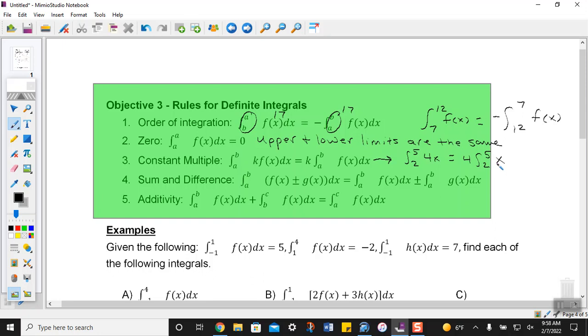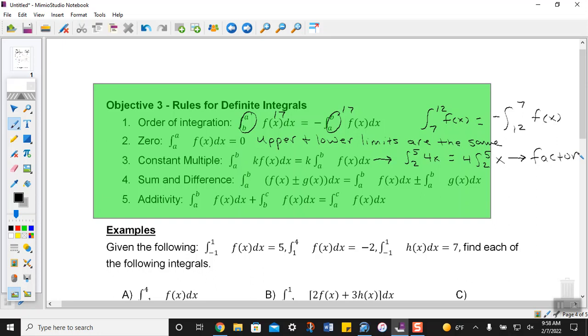On this constant multiple one, I want you to really think to factor something out. I'll make that little note there. The next two are pretty much straightforward. This says sum and difference. If you ever have a function f plus a function g and you want to know the integral of that, or the area of that, you can break it down into two integrals. It would be the integral from a to b of the first function, plus or minus whatever sign is in here, the integral from a to b of your function g of x.